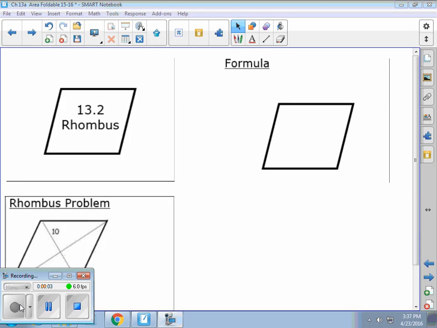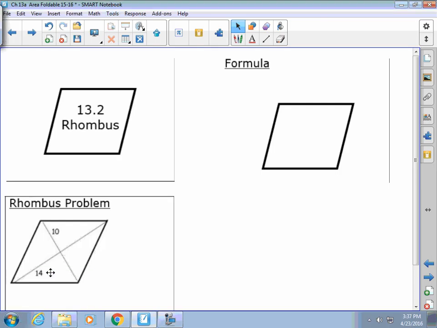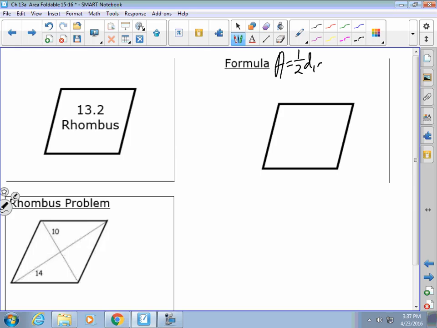Your next tab is dealing with a rhombus. Now, there were some facts or some parts to the rhombus that I need you to identify. And if you see the formula chart, the formula for the area of a rhombus is 1/2 D1 D2. All right, so what you need to understand is what those parts represent.